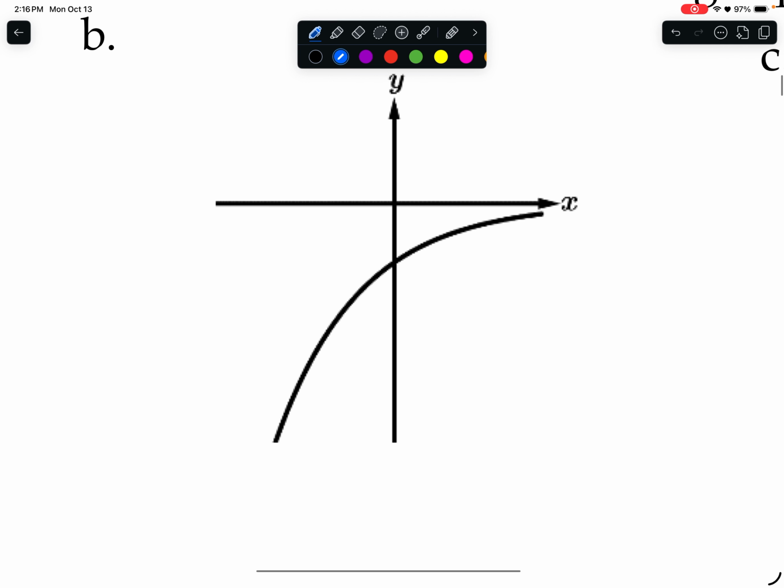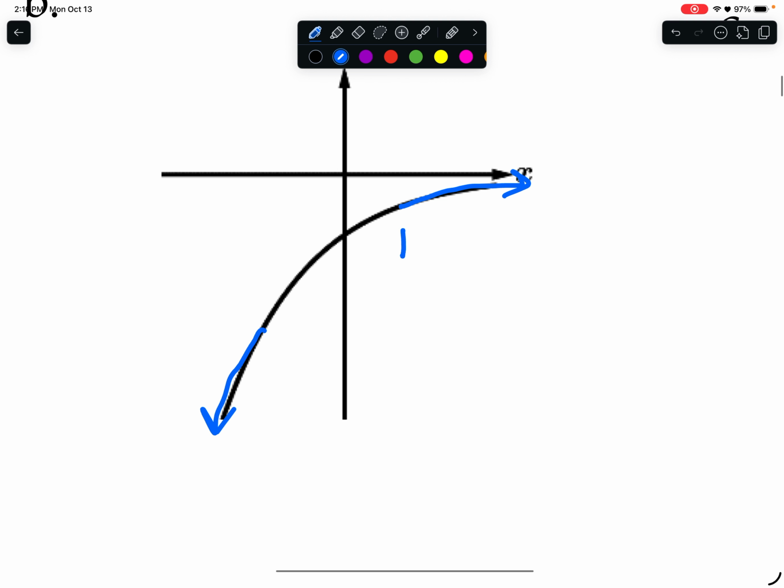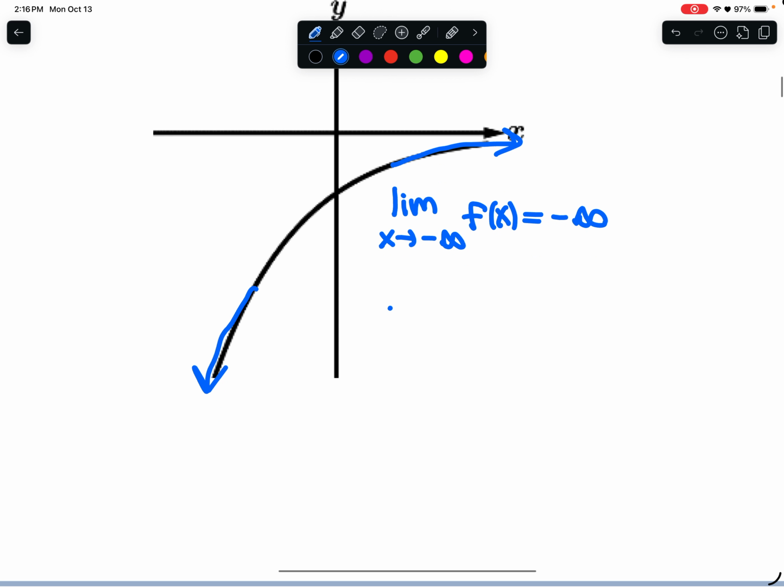Now looking at this graph here, once again, if I go to the left, we're going down indefinitely, and if I go to the right, we're leveling off. So the limit as x approaches negative infinity of f of x equals negative infinity. And the limit as x approaches positive infinity, we're leveling off in this case, which means it's my horizontal asymptote, which in this case is 0.